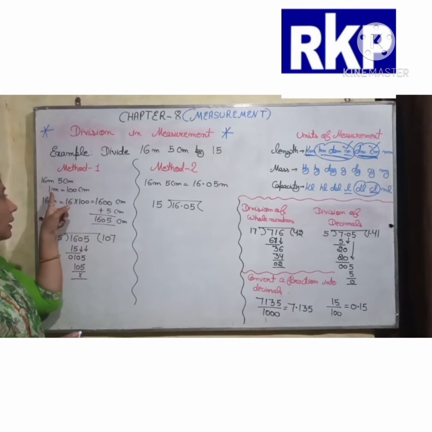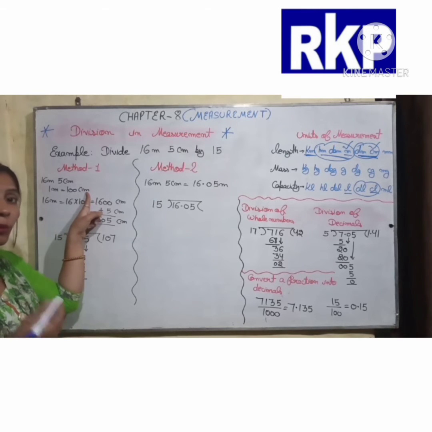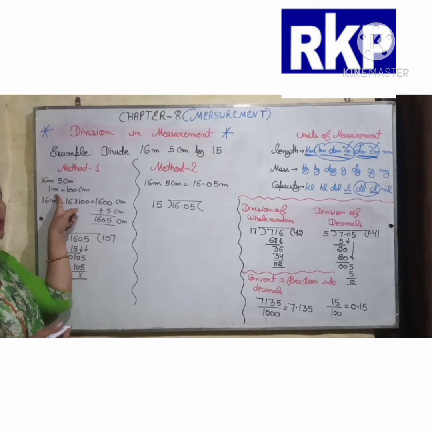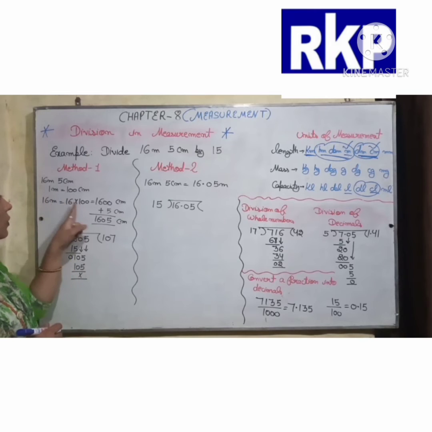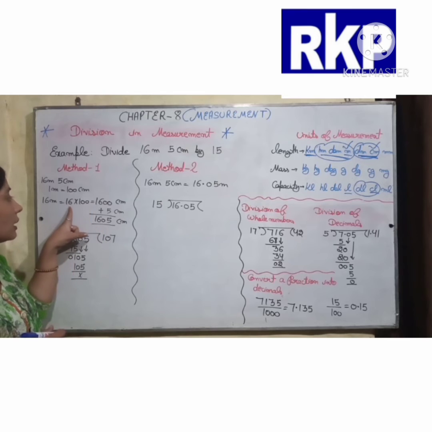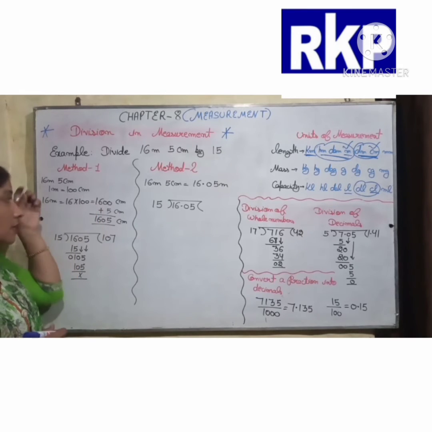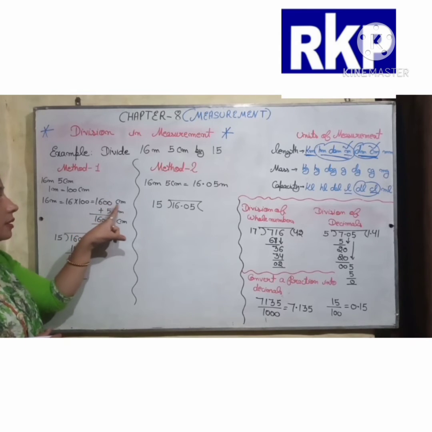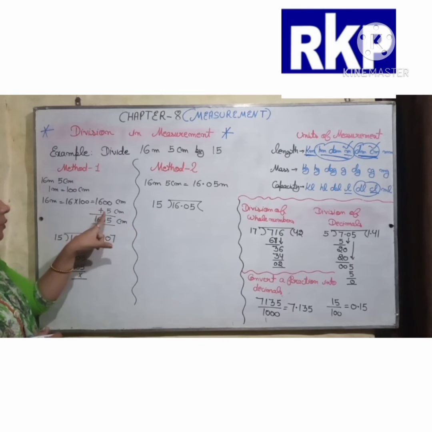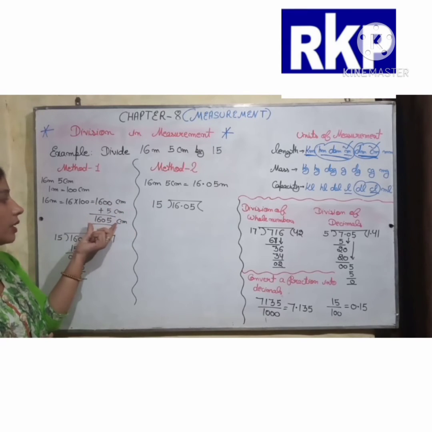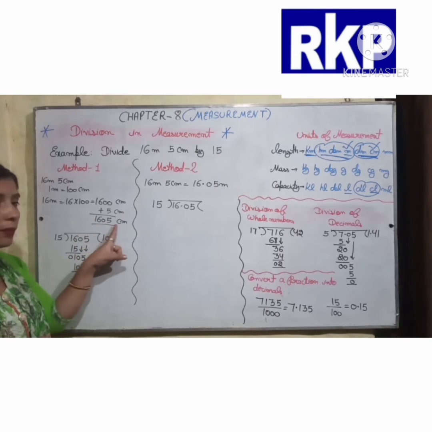If we want to convert greater into smaller, then we need to multiply, and if we convert smaller unit into greater unit, then we need to divide. So here we have to multiply 16 meter with 100, and when we multiply 16 with 100 we get 16 hundreds, means 1600 centimeters. Now we have to add this 5 centimeters to 1600 centimeters, and when we add we get 1605 centimeters.